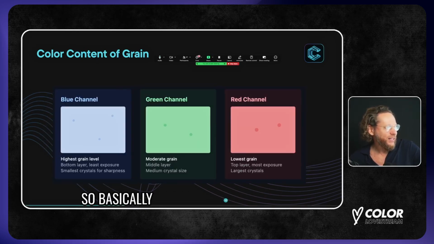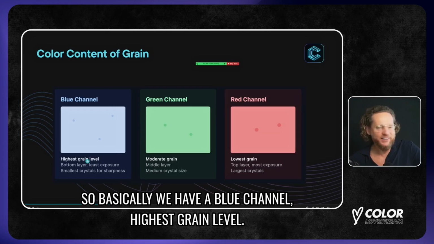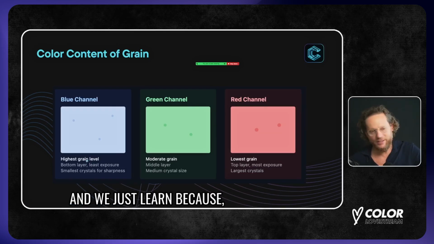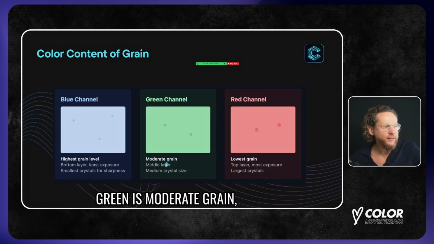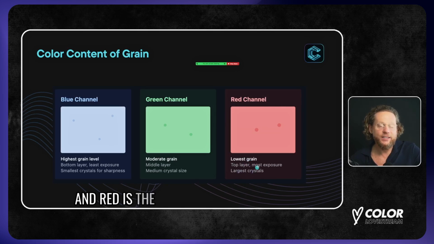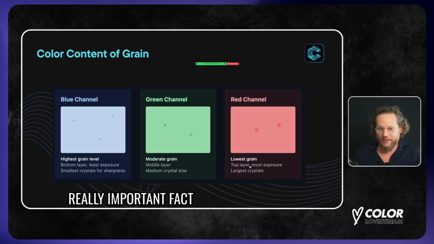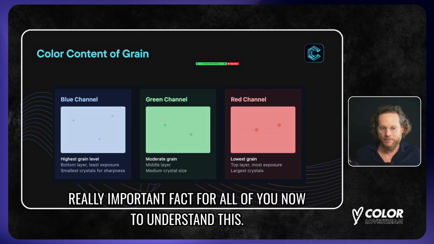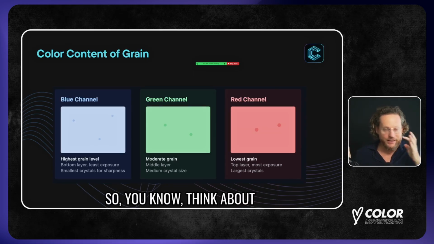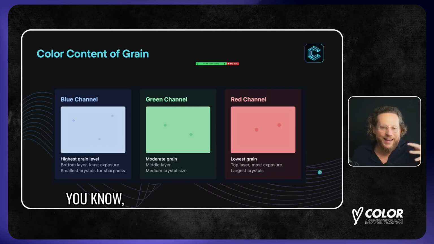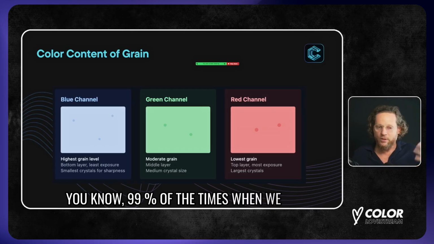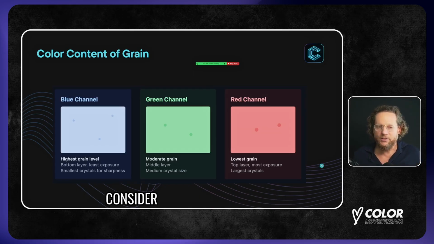So let's go. Basically we have a blue channel with the highest grain level, and we just learned that because we see it the least, we actually notice it has the highest amount of grain. Green is moderate grain, right? And red is the lowest amount of grain. Really important fact for all of you to understand. So think about it: this is really what film grain looks like, and 99% of the time when we talk about film emulation, we never even consider that color factor.